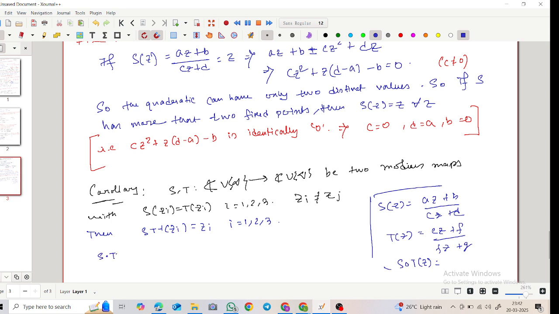So S compose T inverse is a Mobius map with three distinct fixed points, which implies S compose T inverse is the identity.